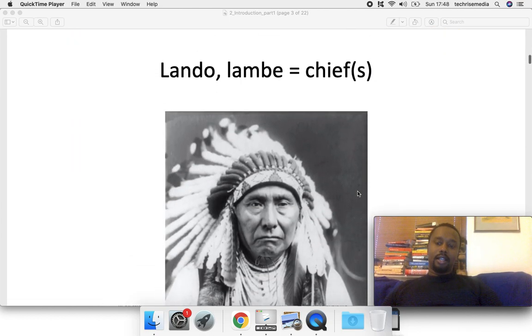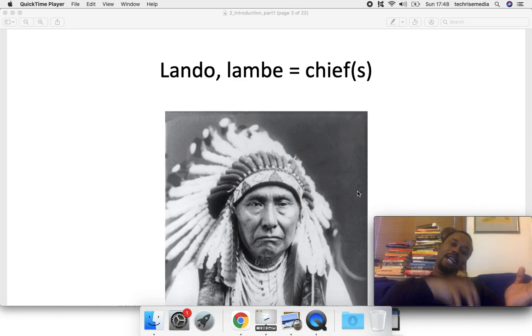And you'd think for the chief it would be be and do. So it also has lando, lambe, right? So lando means a chief, lambe means chiefs, right? So lambe, chief, lando. There's a difference between lando and lambe. Lambe means chiefs. Lando means chief. So there's one, and then this one, lambe, is two, more than one.